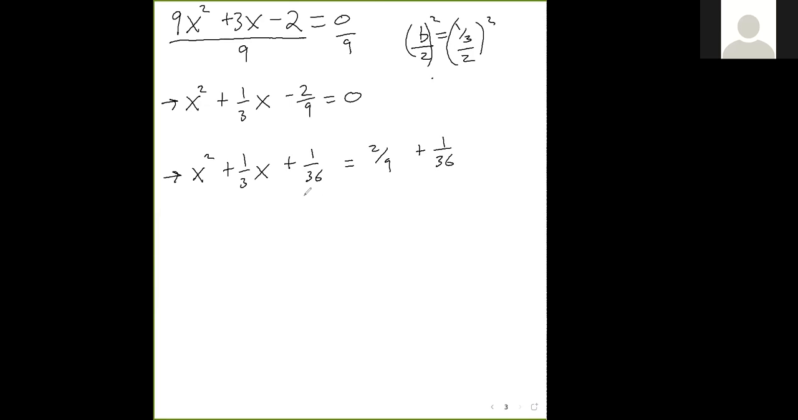All right, there we go. Now the left-hand side is a perfect square by design. It was x plus 1/6, and then that's squared. Let's try to clean this up.